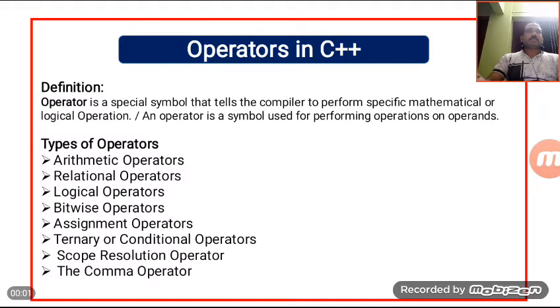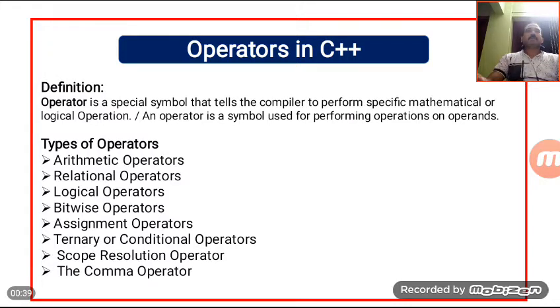Hello students, in this video lecture, we will learn about the different types of operators in C++ with the help of examples. So first, what is an operator? An operator is a special symbol that tells the compiler to perform a specific mathematical or logical operation. Another way we define an operator is a symbol used for performing operations on operands. An operator operates on operands. The operations can be mathematical or logical.